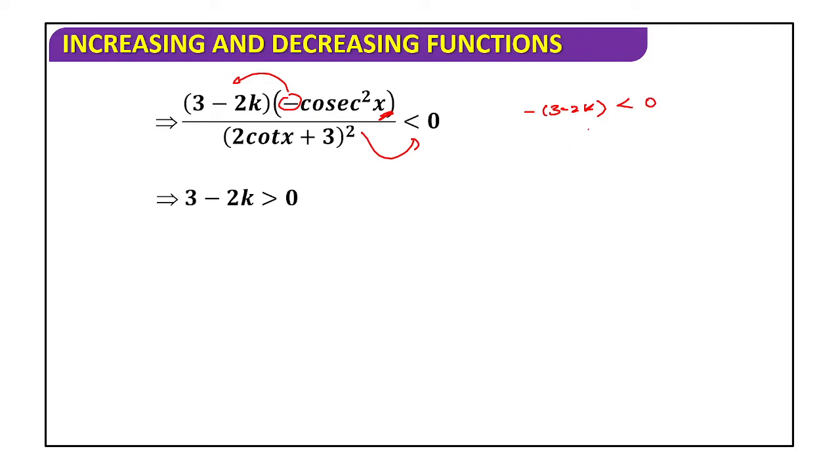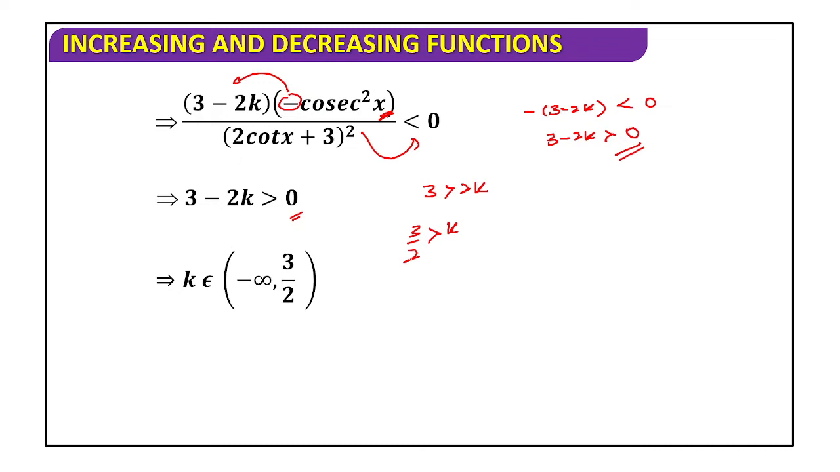So now if I make this positive, it will be 3 minus 2k greater than 0. Okay. Therefore 3 minus 2k will be greater than 0. If you simplify this, 3 will be greater than 2k, and k is lesser than 3 by 2. So if this is 3 by 2 and k is lesser, it is going to negative infinity. Okay. So if the k value is lesser than 3 by 2, it is going to negative infinity. Therefore k belongs to minus infinity comma 3 by 2.